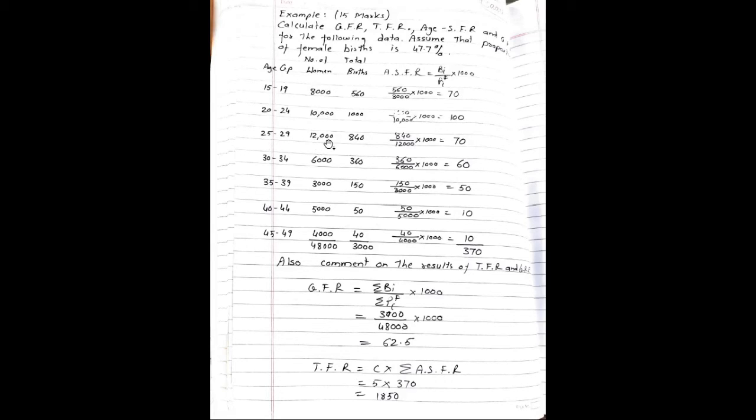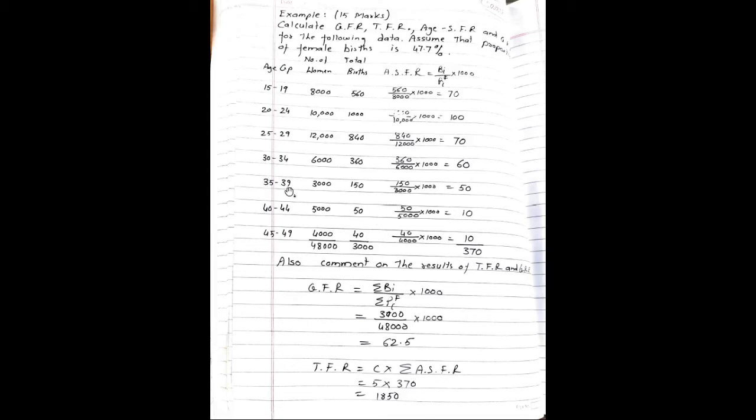Female population is 12,000. Total births are 840. So ASFR value becomes 840 upon 12,000 into 1000. So the answer is 70. Next age group is 30 to 34. Number of women are 6,000. Total births are 360. ASFR calculation is 360 upon 6,000 into 1000, which is equal to 60.